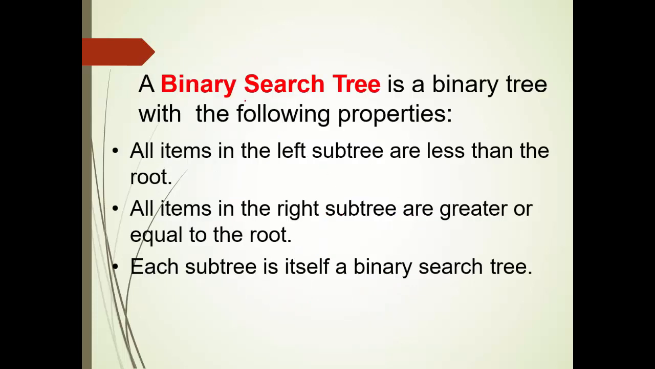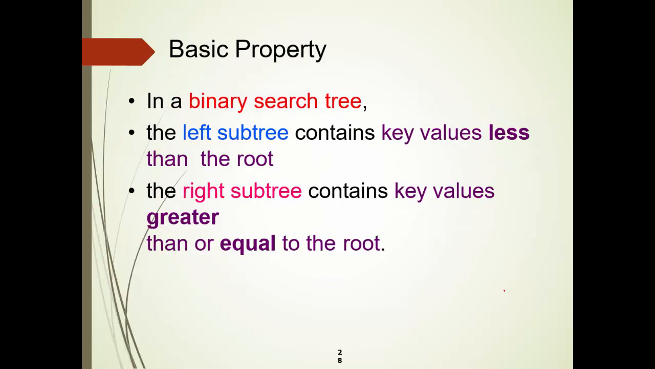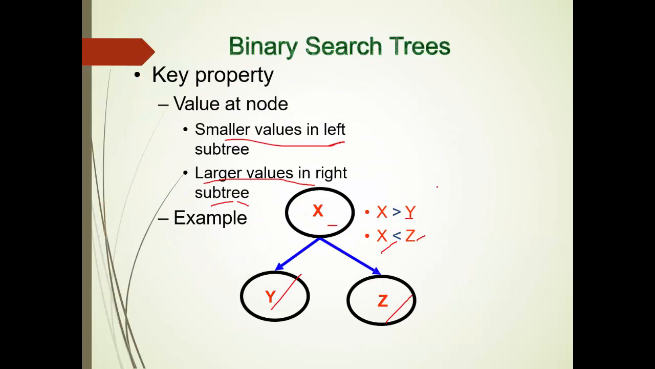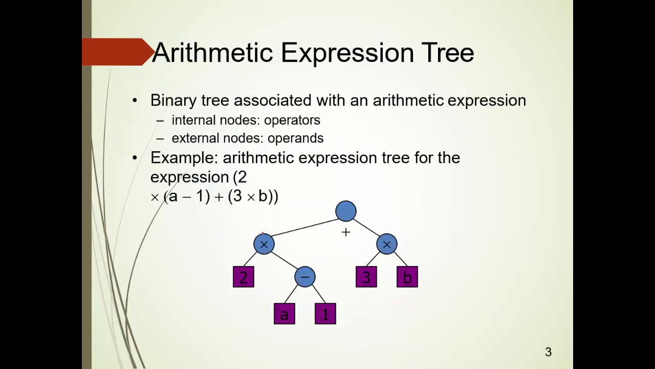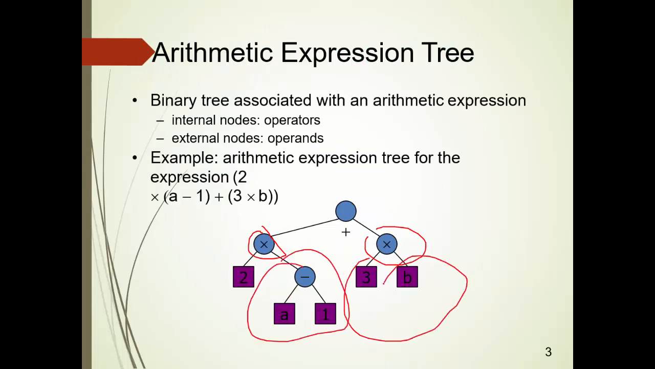A binary search tree, usually it will be a binary tree with these properties. The properties will be all the items in the left subtree are less than the root, and all items in the right subtree are greater than, or equal to, the root. And each subtree is itself a binary search tree. So it means this criteria should not only be applied to the first, but also to the remaining subtrees.